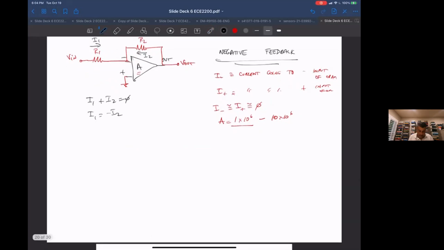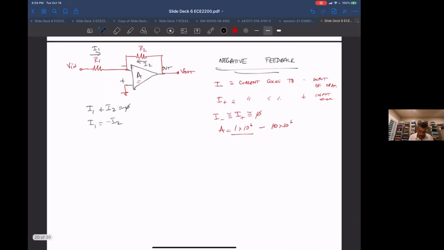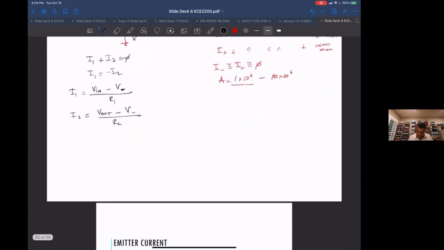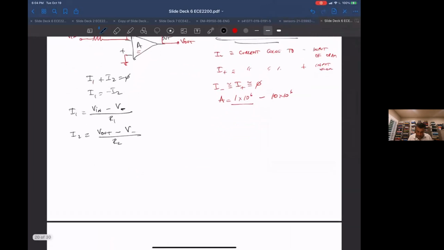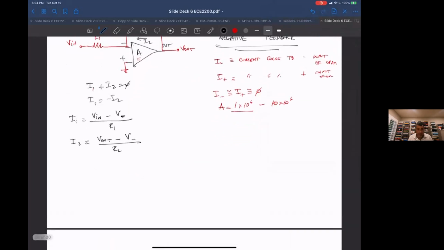Then let's look at what I1 is. I1 is going to be V in minus the voltage at the negative node of the op amp, over R1. And I2 is going to be V out minus the negative input of the op amp, divided by R2. Everybody with me so far? Any questions? Hopefully it's pretty straightforward so far.